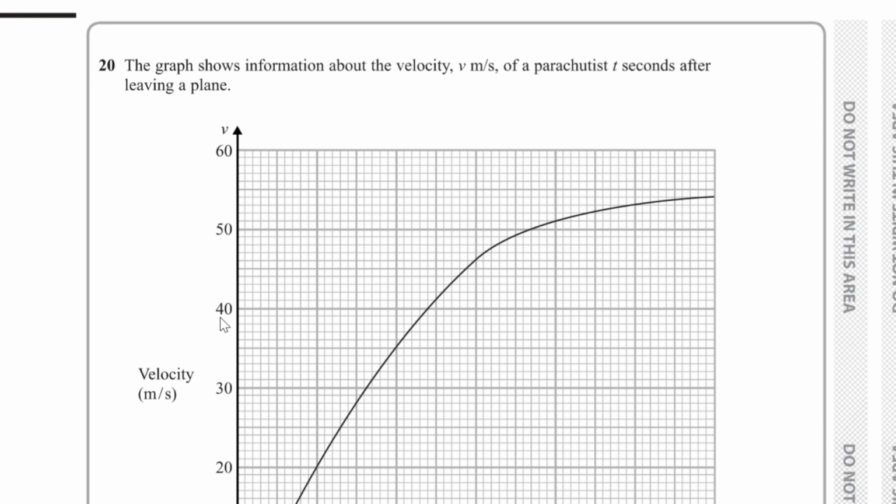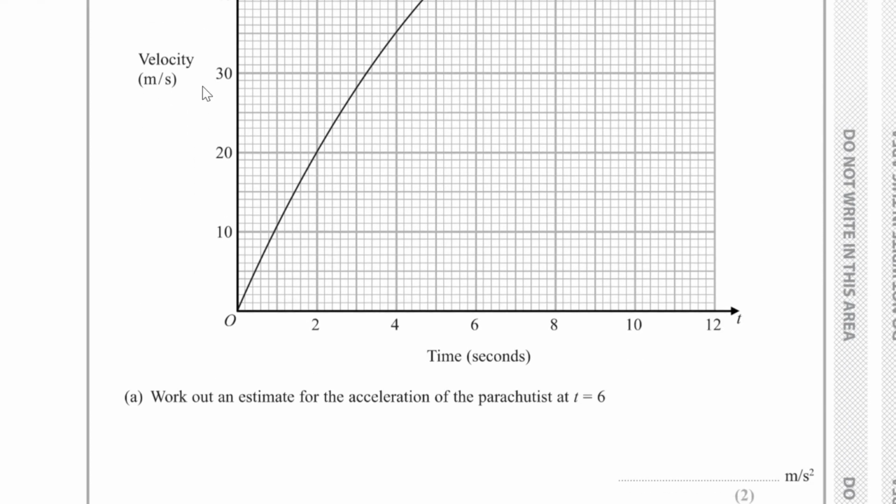Question number 20. The graph shows information about the velocity v meters per second of a parachutist t seconds after leaving a plane. So we've got the velocity in meters per second and the time in seconds, and we have to work out an estimate for the acceleration of the parachutist at time t equals 6 seconds. Well, what we have to do here is draw a tangent at the point t equals 6 and then find the gradient of that tangent.